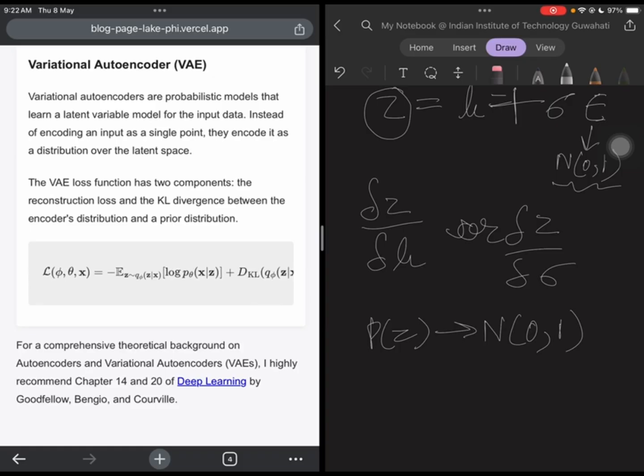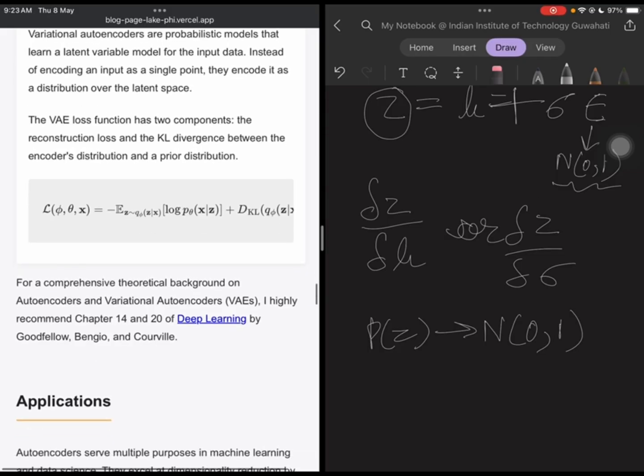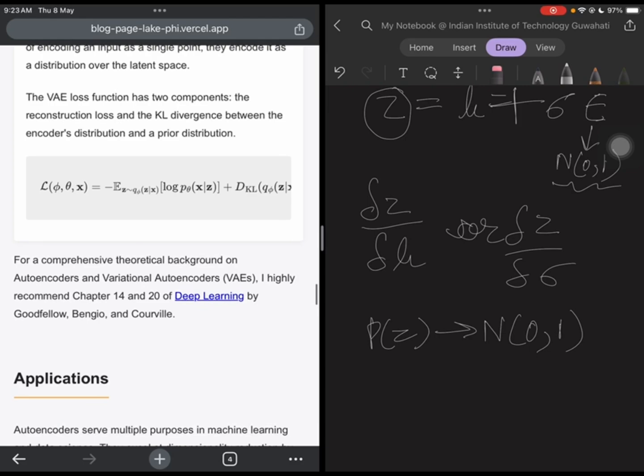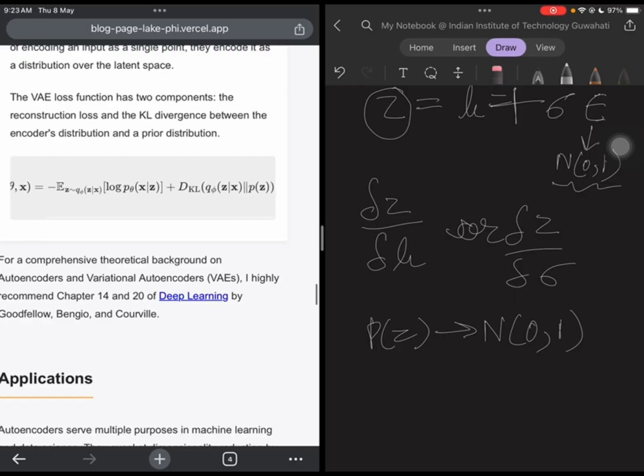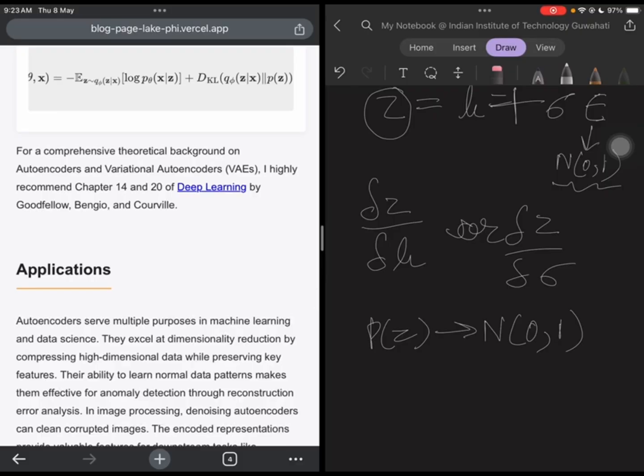The second term is log P theta X given Z, as we are maximizing the likelihood of the data points. Actually, we can reduce it to a formula if we assume a normal distribution. The DKL term can be simplified. So I recommend reading Deep Learning chapter 14 and chapter 20 in Ian Goodfellow's book on Deep Learning.